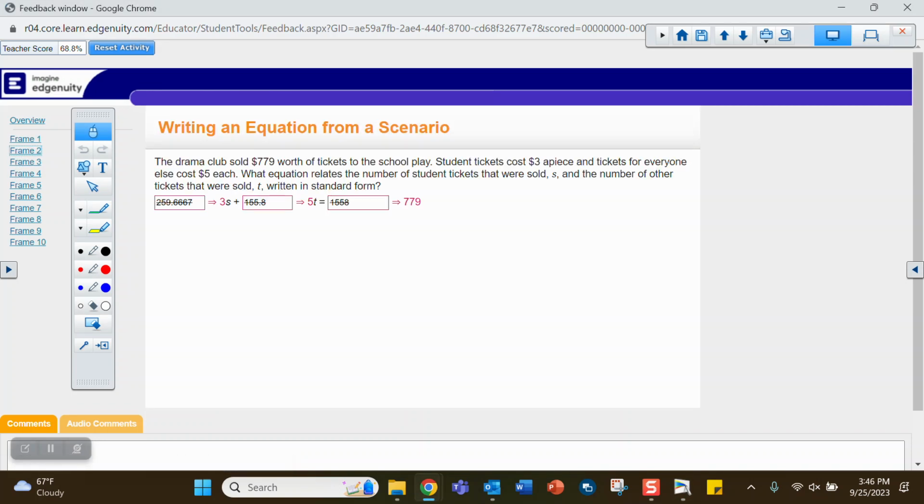It says a drama club sold $779 worth of tickets to the school play. Student tickets cost $3 a piece, and the tickets for everyone else cost $5 each. What equation relates the number of student tickets that were sold, S, and the number of other tickets that were sold, T, in standard form? It should look something like this: 3S plus 5T equals 779.